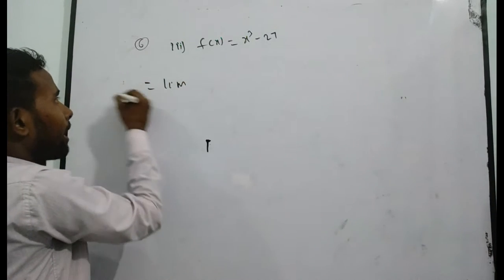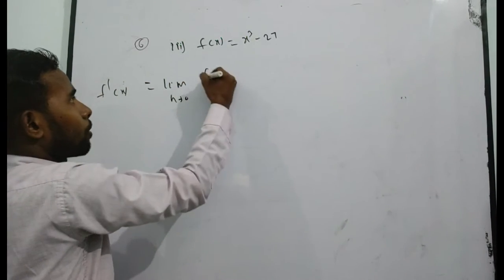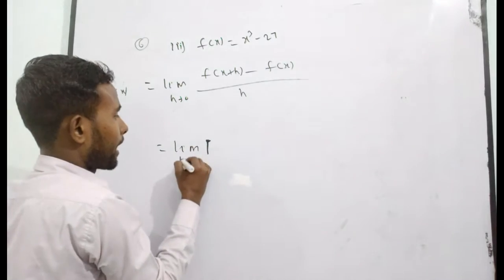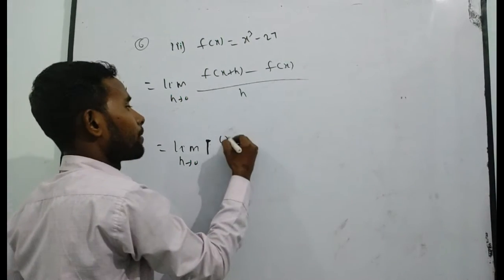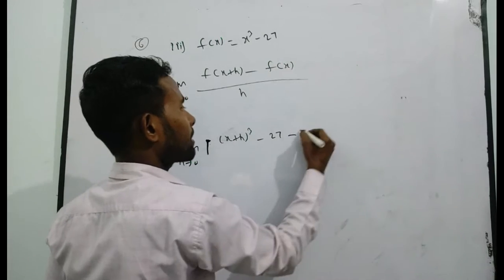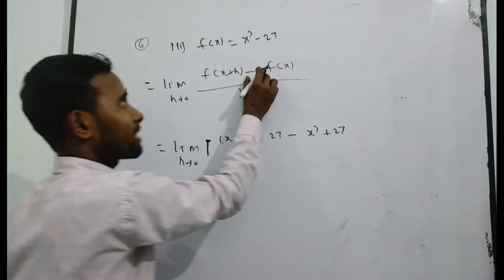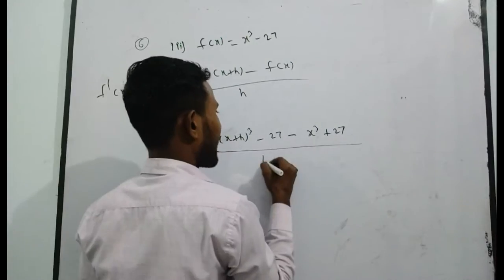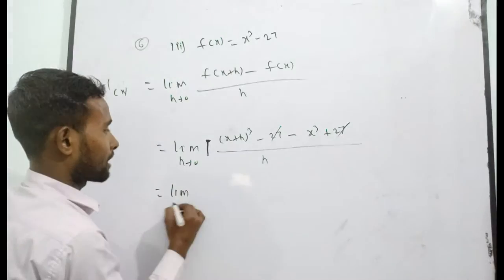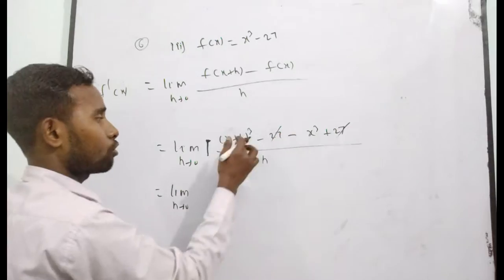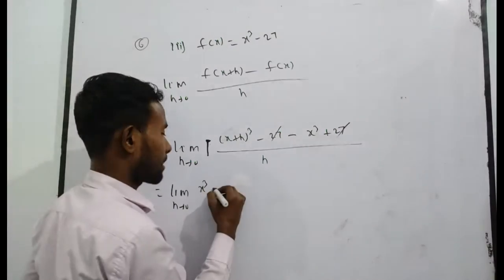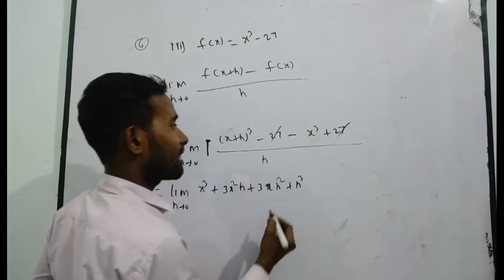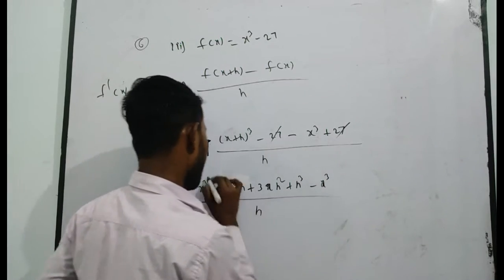So can you write f dash x is equal to limit h tends to 0 of f(x plus h) minus f(x) divided by h, which will be limit h tends to 0 of (x plus h) whole cube minus 27 minus f(x), that means x cube minus 27, and because there is a minus sign, it is multiplied in the whole expression. In that case it becomes minus x cube plus 27, divided by h. Here 27 and 27 cancel, finally you get limit h tends to 0 of (x plus h) whole cube minus x cube. That means, can you expand it in detail? What do you get? x cube plus 3x square h plus 3xh square plus h cube, can you write? And it will be minus x cube divided by h. Here both terms will be cancelled.